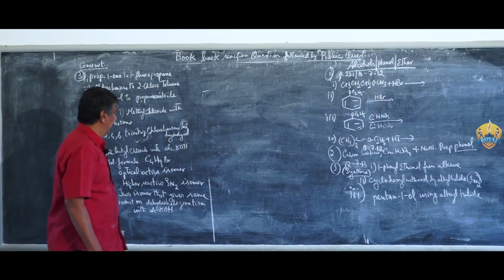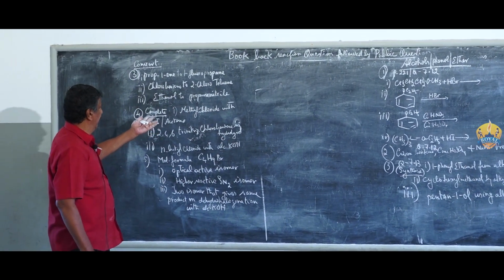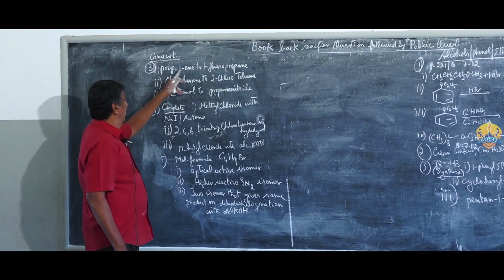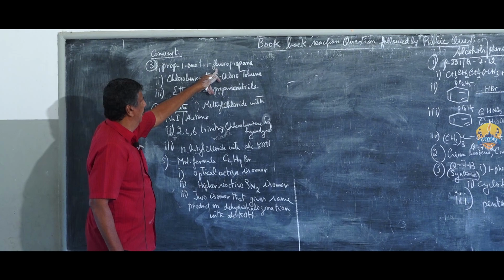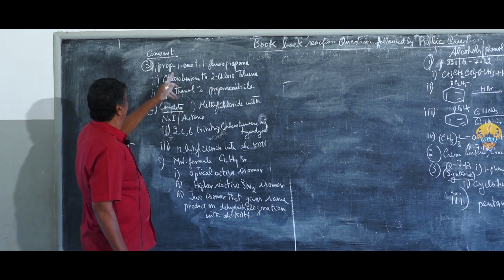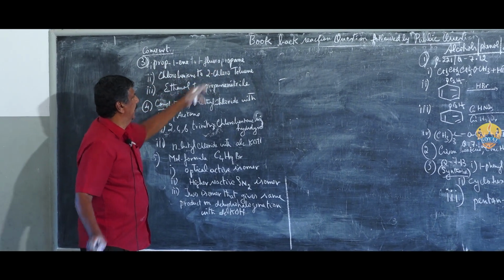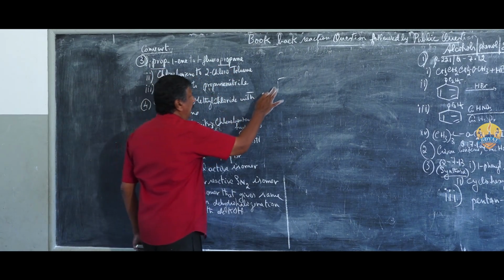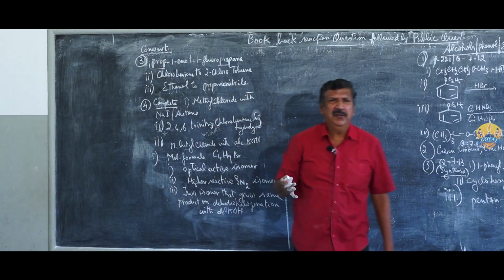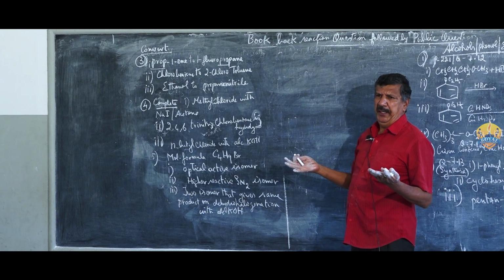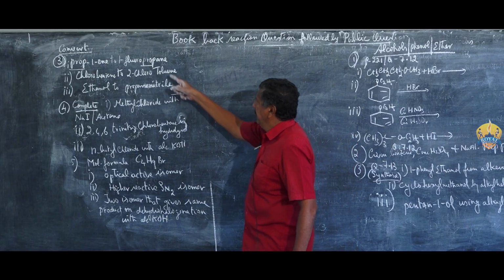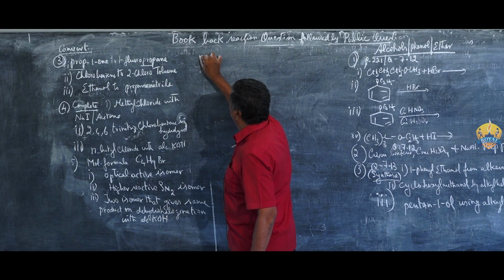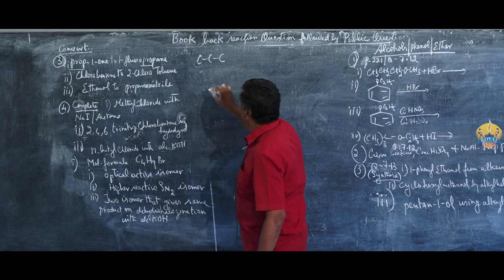Next we are going to see these important questions. Prop-1-ene to 1-fluoropropane. The number of carbons is not altered, but many people find it difficult to write prop-1-ene. Now we are going to see the first question. This is our question, prop-1-ene. You see how to write propene.